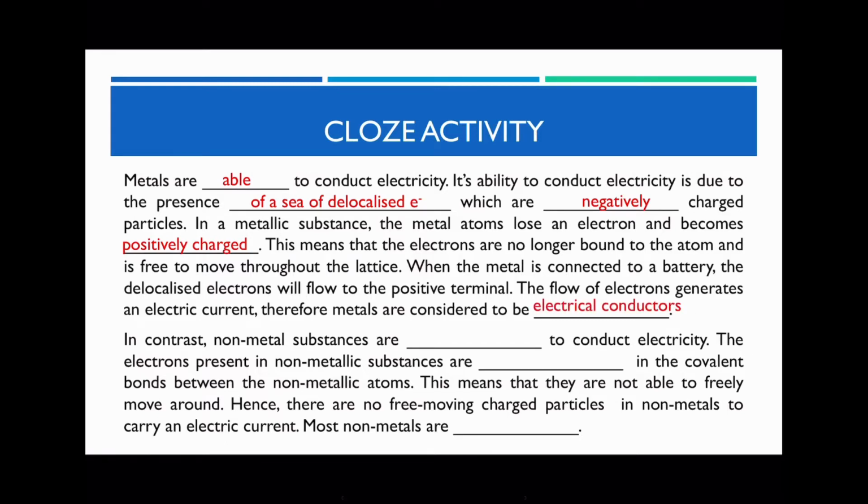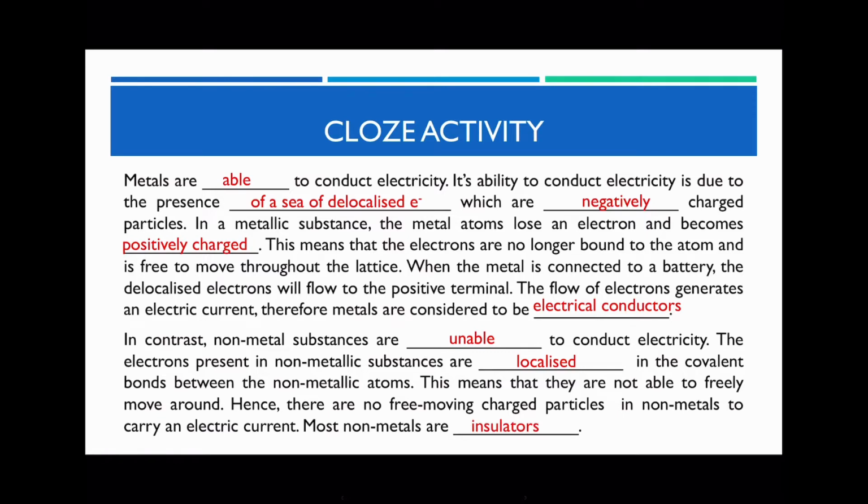In contrast, non-metal substances are unable to conduct electricity. The electrons present in non-metallic substances are localized in the covalent bond, which means they're fixed and unable to move around between the non-metallic atoms. This means there are no free-moving charged particles in non-metals to carry an electric current. As a result, most non-metals are classified as insulators.